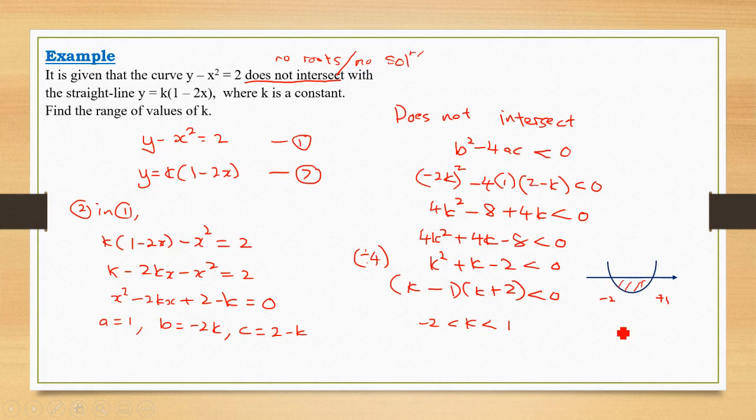That is your answer. So understand, does not intersect means first you substitute and make it one equation, then you are saying there is no solution for this quadratic equation. No solution means there are no roots. That means the two equations do not intersect. That means b squared minus 4ac is less than 0. That is what we get. So that's how you solve your equation.